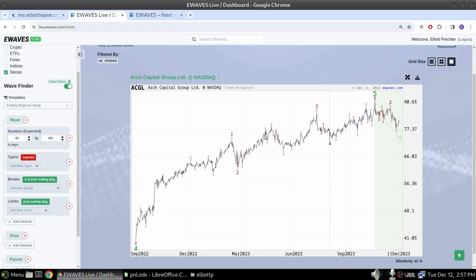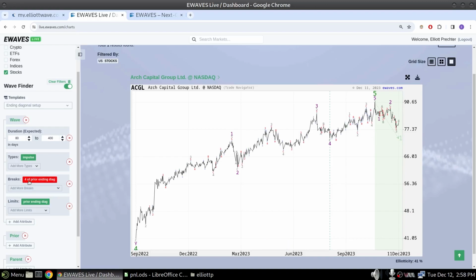The type of this wave is an impulse wave. Again, 1, 2, working 3, 4, 5. That's an impulse. Those are obviously the best waves in order to trade. We have a break here. It's saying, okay, we have an impulse wave with a certain duration, but we also want to break certain key levels before we consider it as interesting.